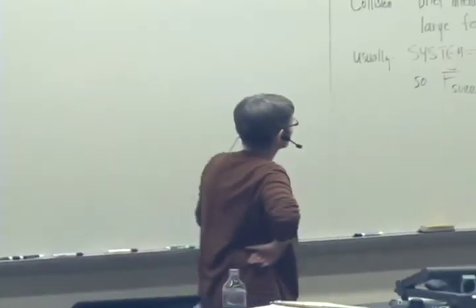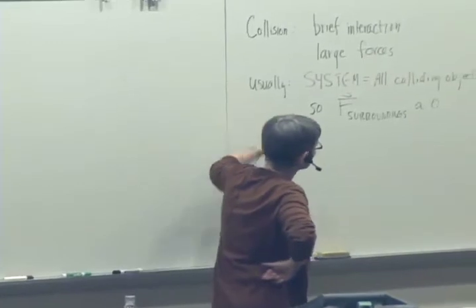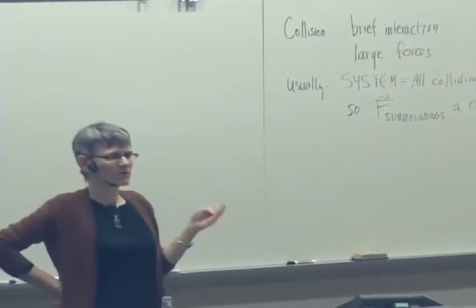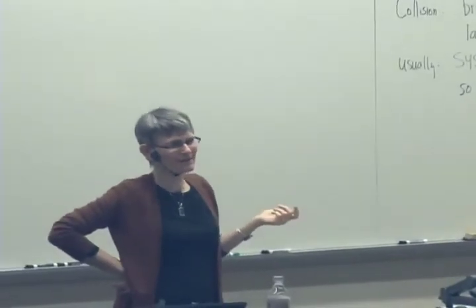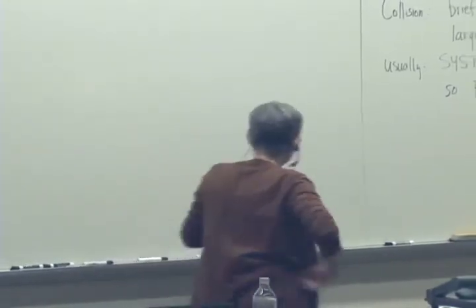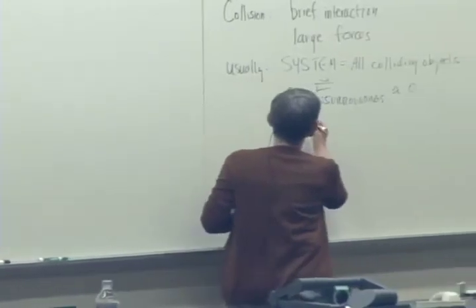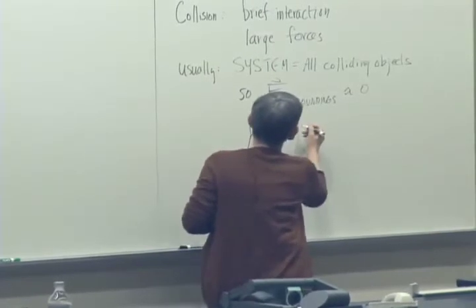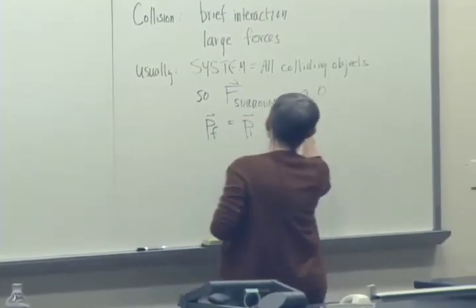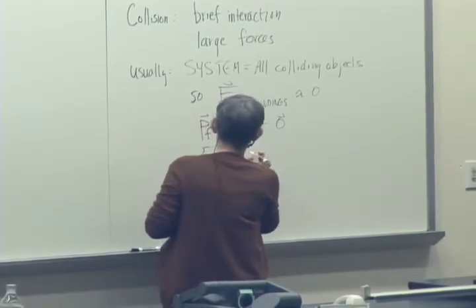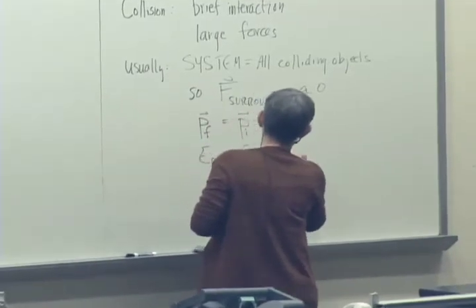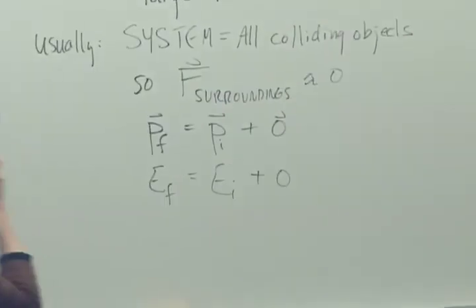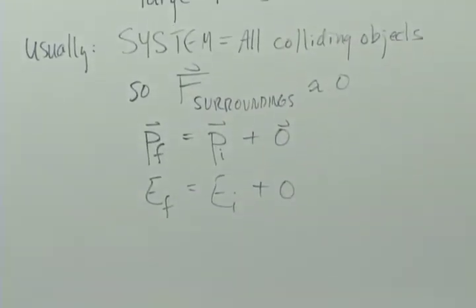The virtue of considering all of the objects that we're interested in to be the system is that then writing down the momentum principle and the energy principle is really simple, because we get P final for the system is going to be equal to P initial plus 0, and E final is going to be equal to E initial plus 0. So there are basically no external inputs to the system during this brief collision.